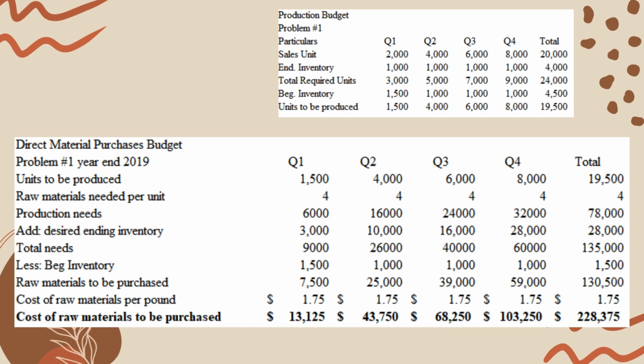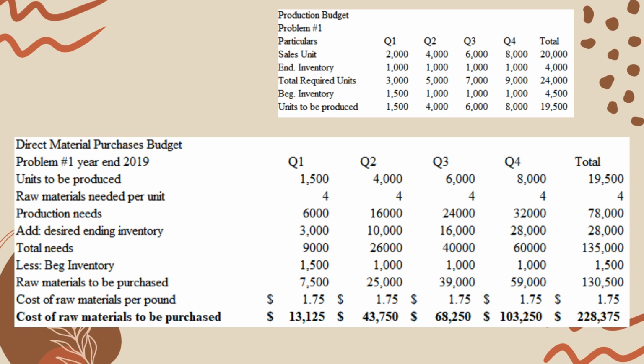As you can see, the raw materials to be purchased is lower than the total needs of the company. We already have the raw materials to be purchased, and we also need to get the cost of the raw materials to be purchased. On the previous slide, the cost is $1.75, so we multiply it by the raw materials to be purchased, which is 7,500. For quarter 1, we come up with a total of $13,125.